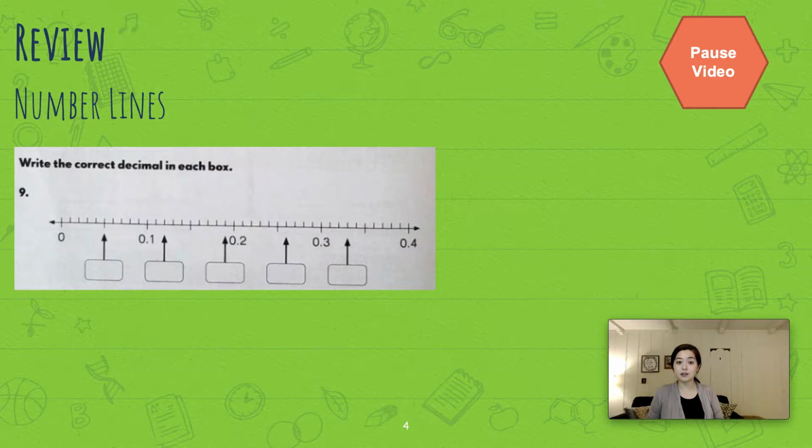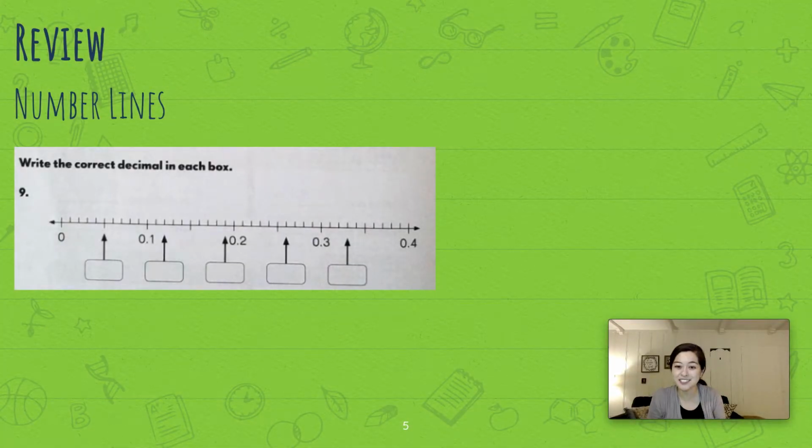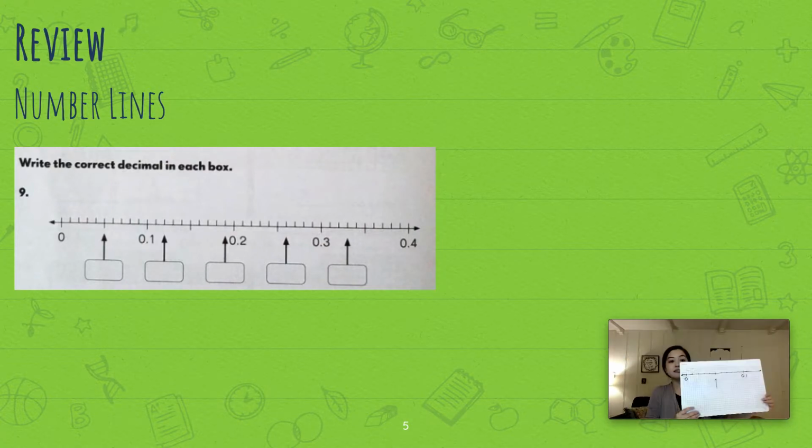Please pause the video and complete number 9 on your own on your whiteboard, and play the video when you're ready to check your answer. Oh, you must be ready to check your answers. Okay, so let's look at 0 to 0.1 first.